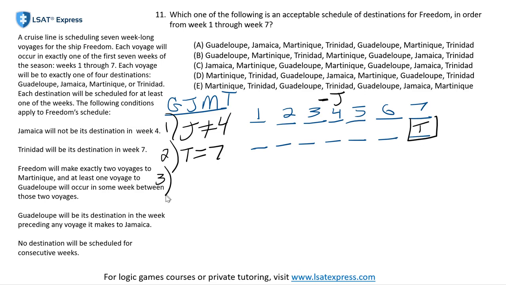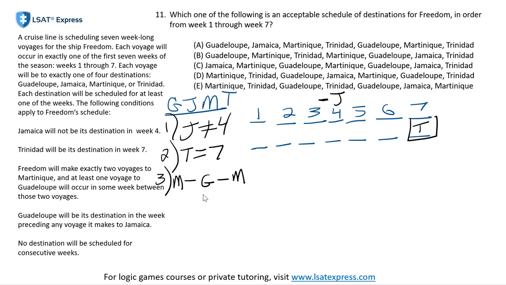How about rule 3? Now this one's a little complicated, and it's really 2 rules. Freedom makes exactly 2 voyages to M, that's part 1, and part 2, at least 1 voyage to G in between the 2 M's. So why don't I write this, M dot dot dot G dot dot dot M. I could write the dot dot dot. I could also write it this way. I prefer to do it this way, but here again, a matter of personal preference.